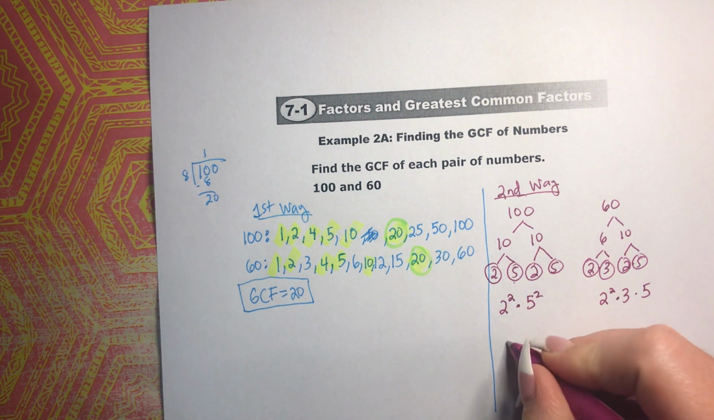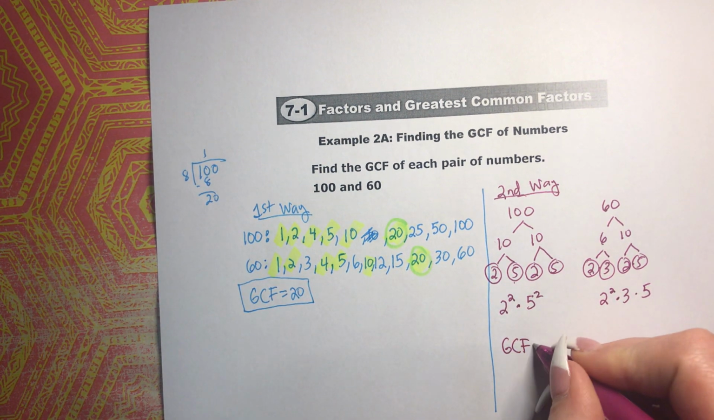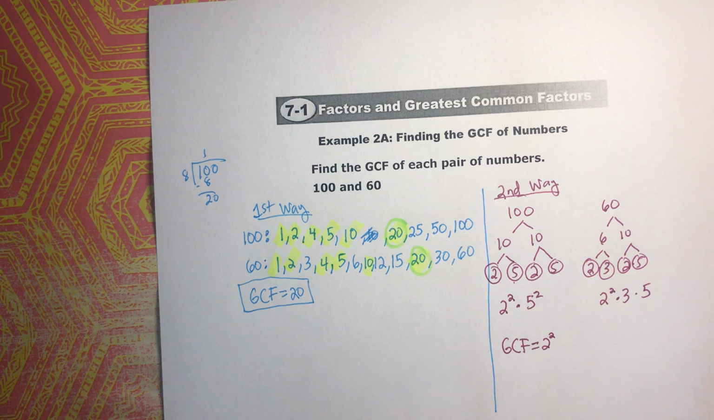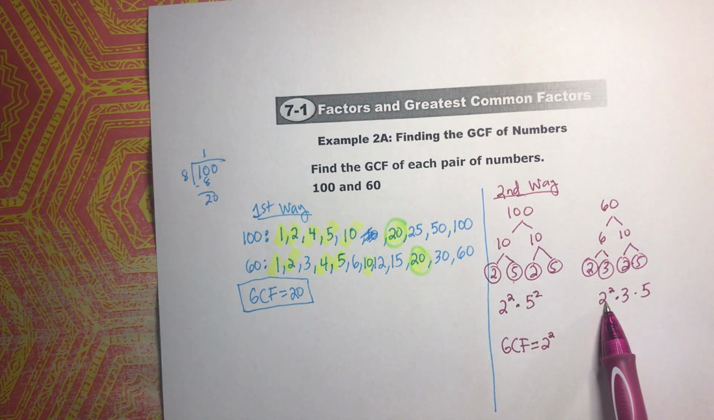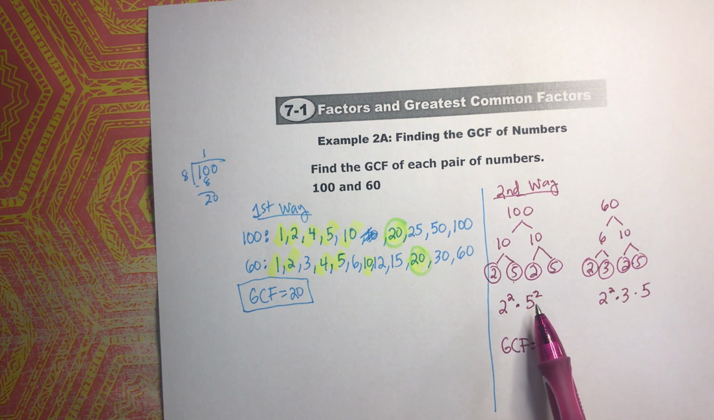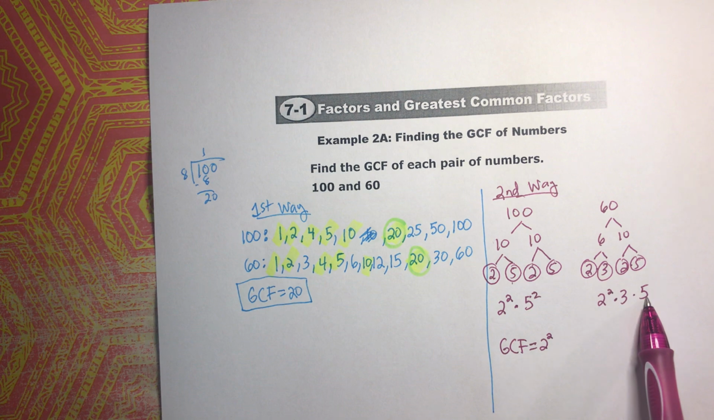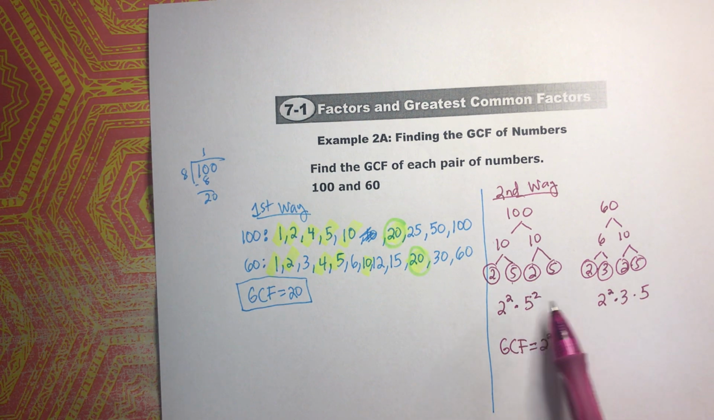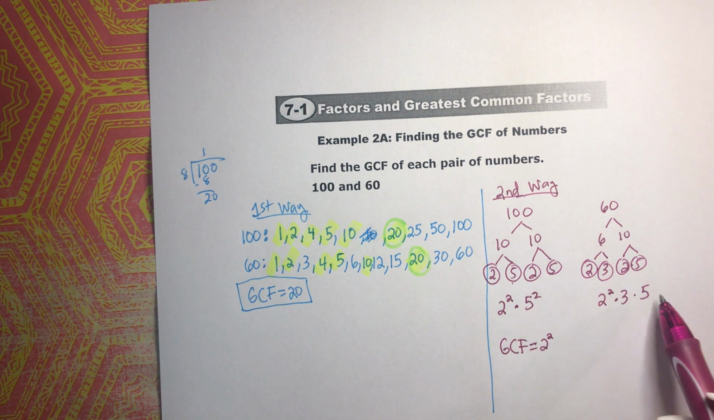So I know that in my greatest common factor, 2 squared is going to be in that number, right? Because there's a 2 squared here and there's a 2 squared there. Here's a 3, but there's no 3 here. Here's a 5 squared, and this has a 5, so what they have in common is a 5. I can't say 5 squared. This has a 5 squared, but this doesn't have a 5 squared, so it's not in common.